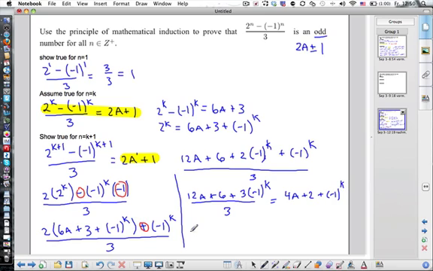We're almost there. Pull out a 2 from just those first two terms: 2 times 2a plus 1, plus negative 1 to the k. A plus 1 we'll just call a prime. So 2a prime plus negative 1 to the k.